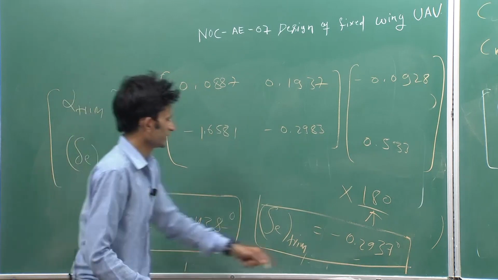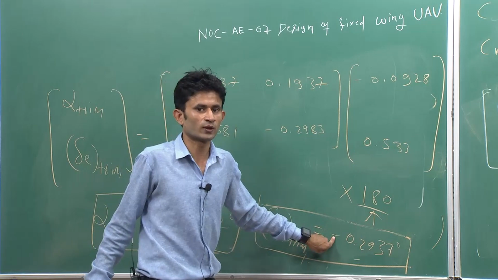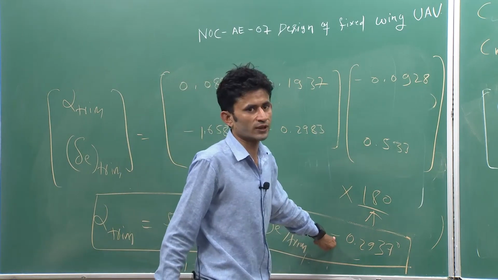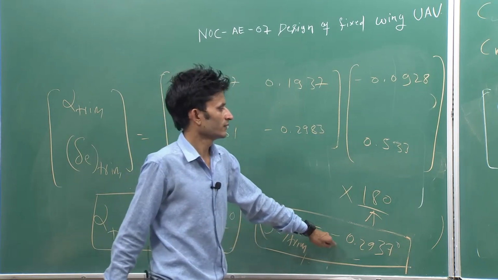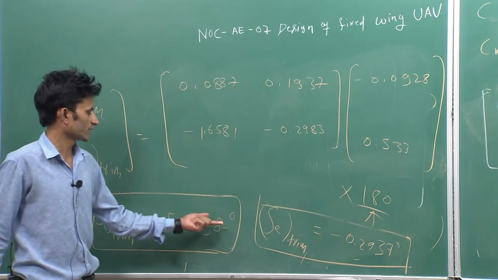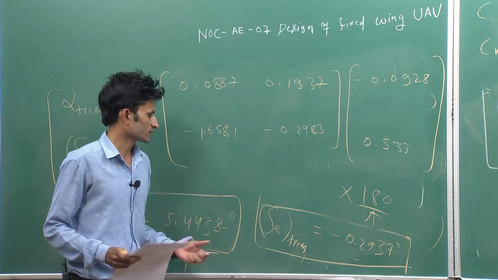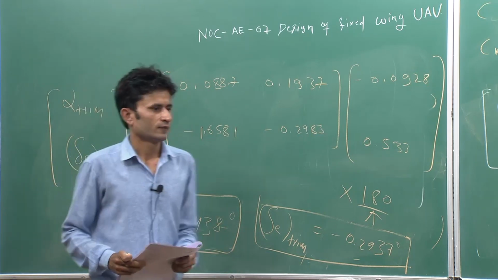The minus sign indicates that you are deflecting the elevator in the upward direction in order to trim the aircraft at 5.4438 degree. So this is the answer to the 10th question.